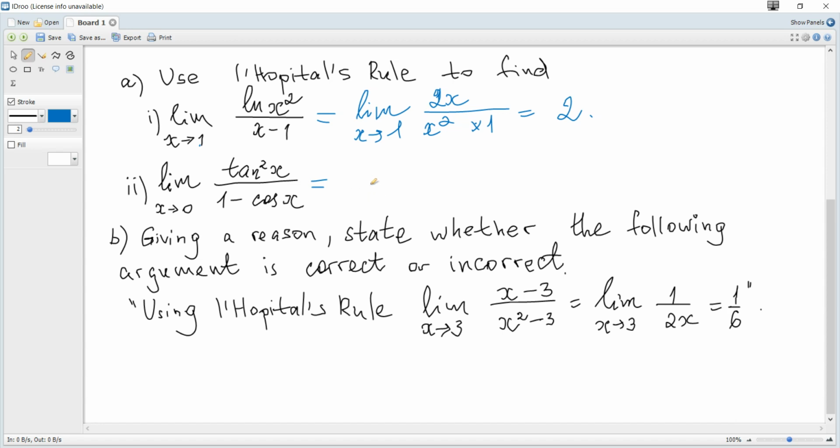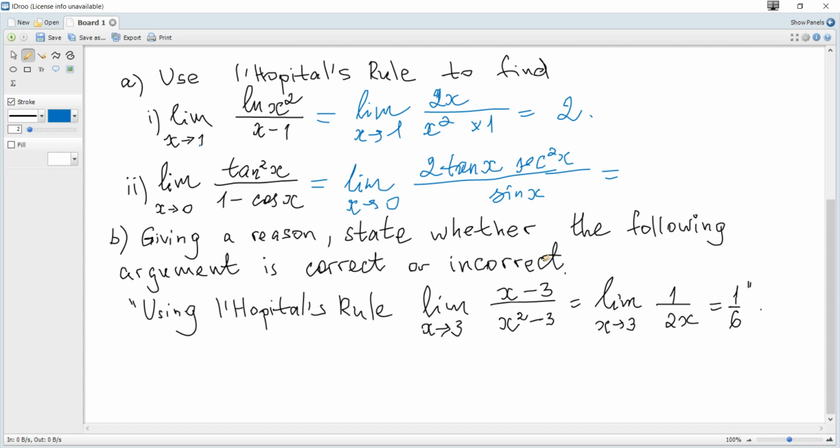And what is the derivative of tangent square? It's again the chain rule, but now a function raised to some power, and we apply the chain rule according to the power, the same rule as for x squared, so it becomes 2 tangent times the tangent derivative, which is secant squared of x, divided by the denominator derivative: the derivative of 1 is 0, minus the cosine derivative, which is just sine of x. And again, substituting 0, we can see that it's 0 over 0 again.